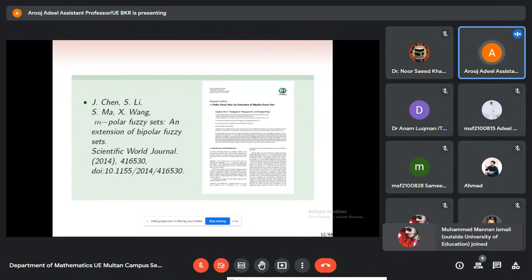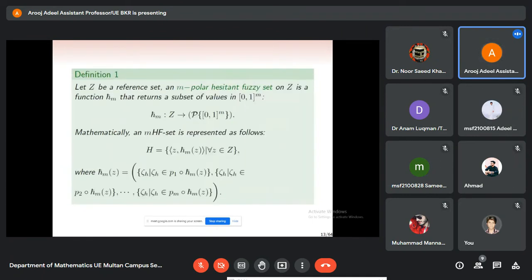The M-polar hesitant fuzzy set was introduced by Chen et al. in 2014, and its first paper was published in the Scientific World Journal. Basically, the M-polar hesitant fuzzy set is the extension of bipolar fuzzy sets. Next is the definition of the M-polar hesitant fuzzy set.